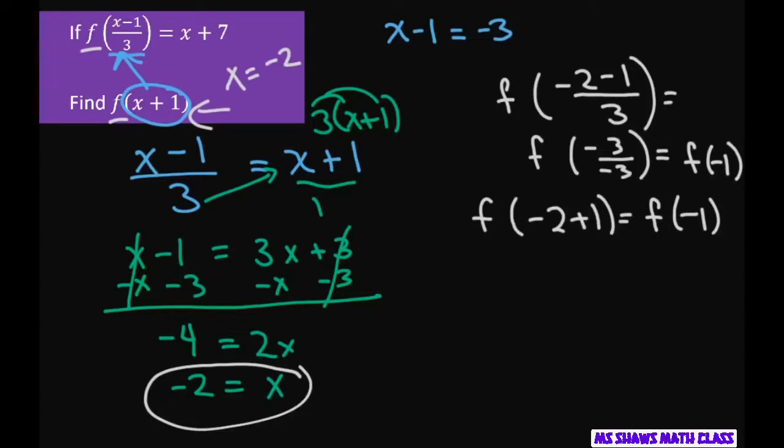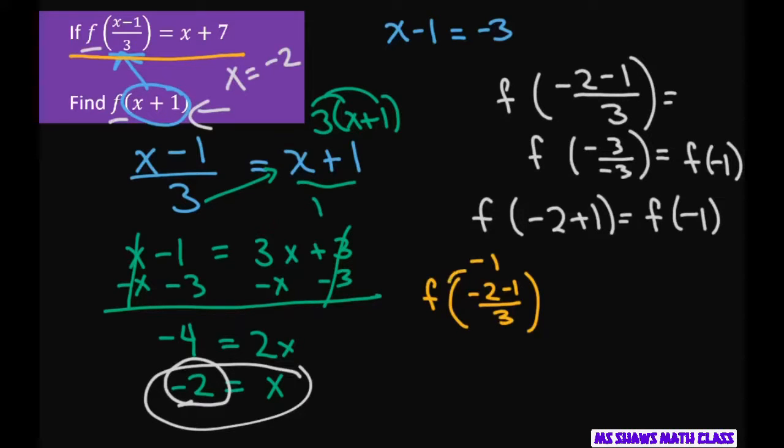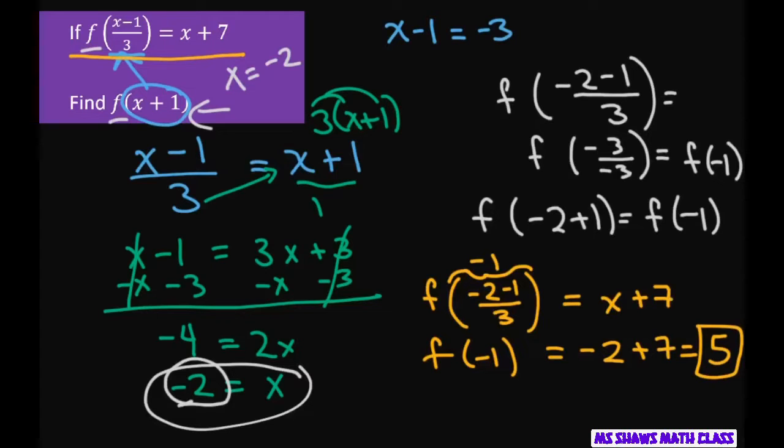So we know our x is going to be negative 2. All right, and we know that we did this correctly because both of these would be f of negative 1. So now just plug it back in, and our x is going to be negative 2. So f of (negative 2 minus 1) divided by 3, which we already know is going to be negative 1, equals x plus 7. So f of negative 1, remember our x is negative 2, equals negative 2 plus 7, which equals 5. So your final answer is 5.